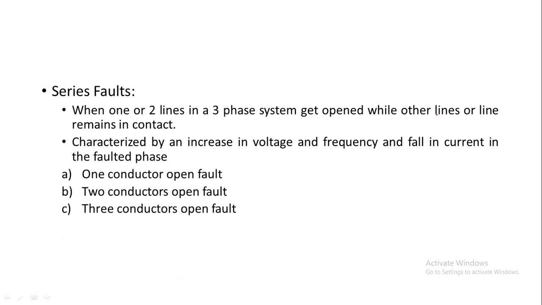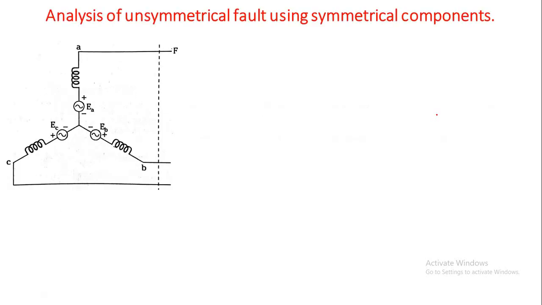Series type faults can be classified as one conductor open fault, two conductor open fault, and three conductors open fault. Here we keep one conductor open and the other two conductors in contact. Similarly, in the second, two conductors are kept open by keeping one conductor in contact. Similarly, all three conductors open is the three conductors open fault.